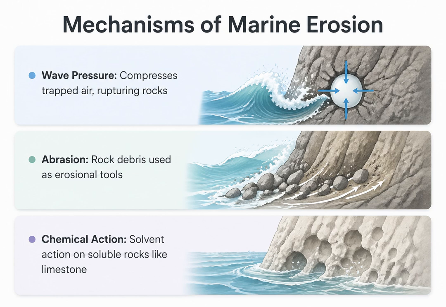When waves crash into rock fissures, they compress the trapped air, forcing the rock to expand and eventually rupture. Waves also pick up rock fragments, hurling them against the coast like a sandblaster. Finally, the water itself can dissolve soluble rocks, such as limestone, through chemical action.